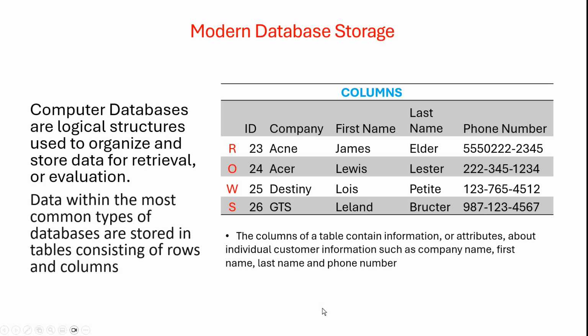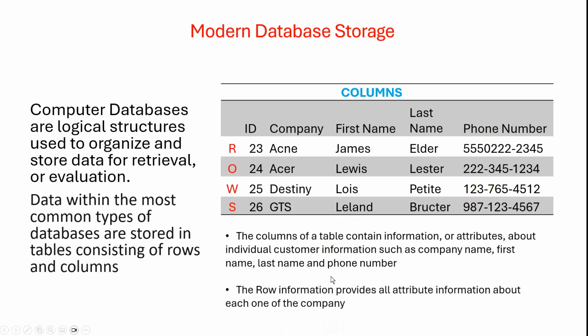The columns of a table contain information or attributes about individual customer information such as a company name, first name, last name, and phone numbers. So as you can see here, the columns, basically the attributes, would be an ID number for each company, the company names here, first name, last name, and the phone numbers.